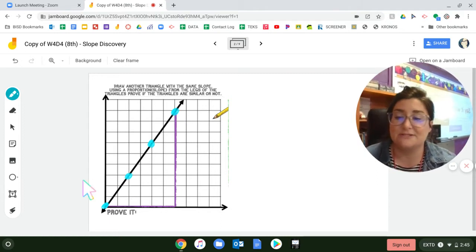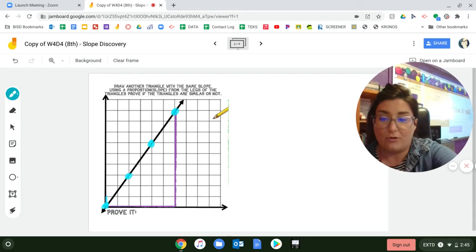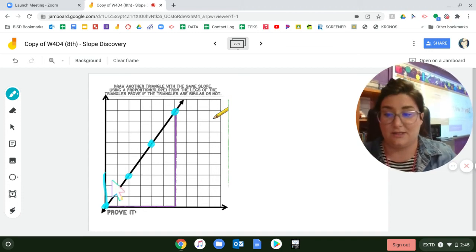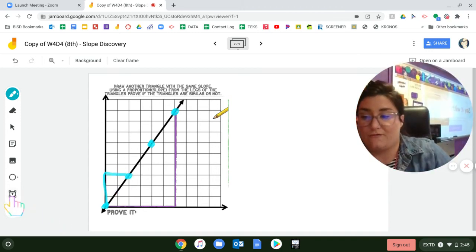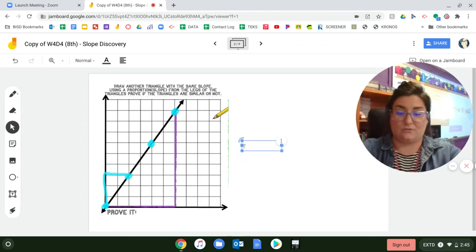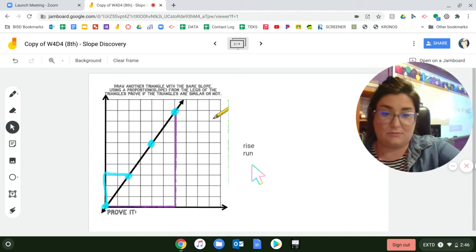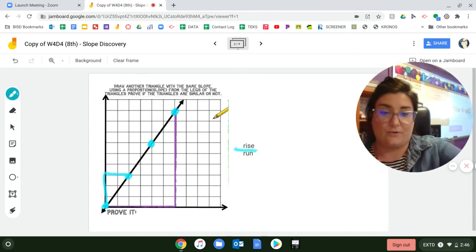The next step is to create those triangles. So I have rise of +3. Since I'm going up, it's positive. And then to the right is also positive. So over here, I'm going to write rise over run. And I'm going to do a little line in between there. Rise over run equals 3/2.